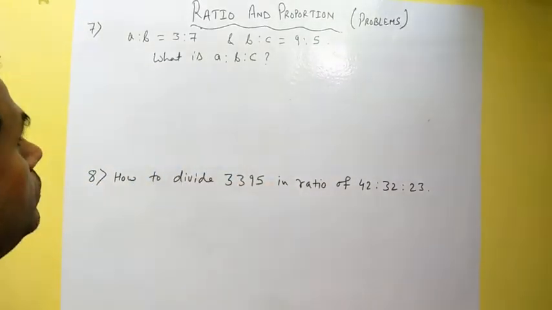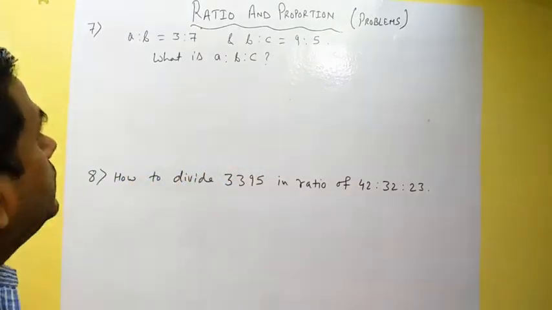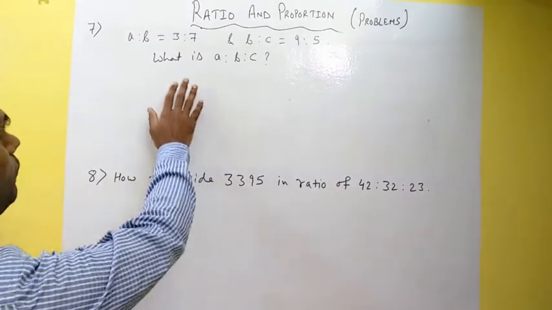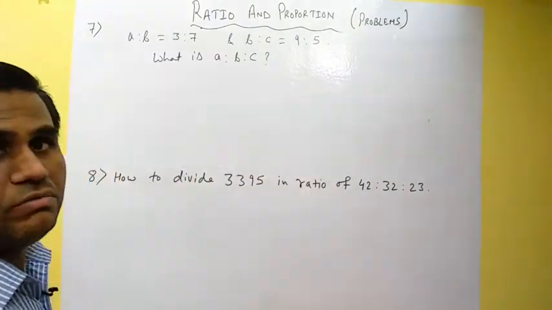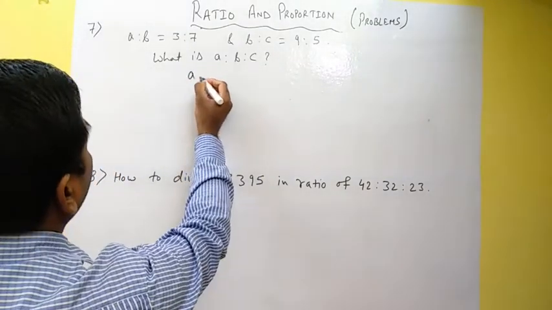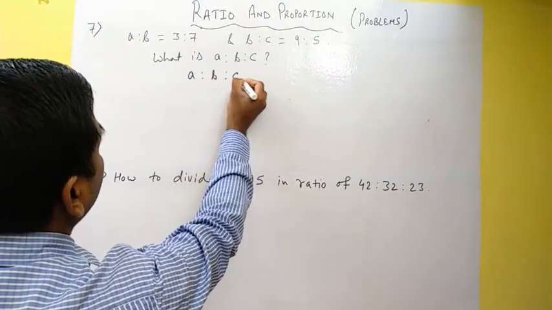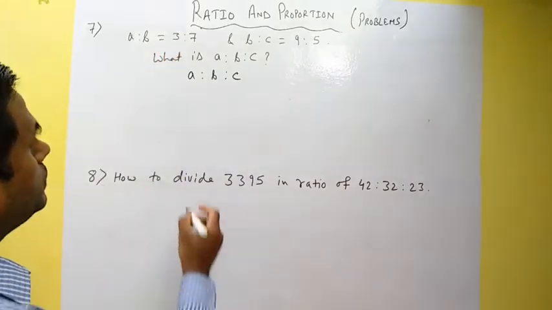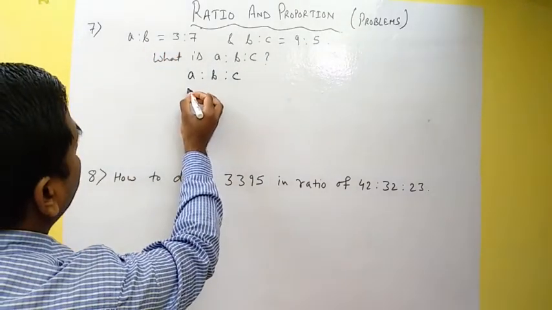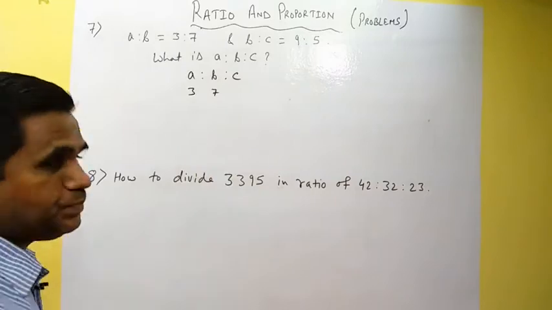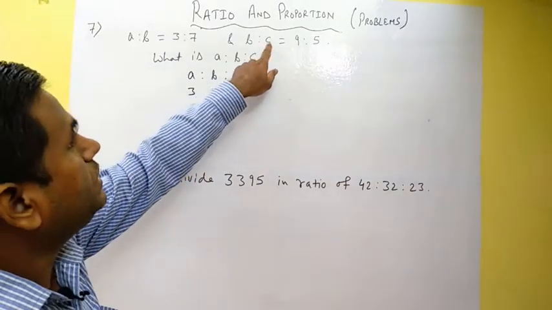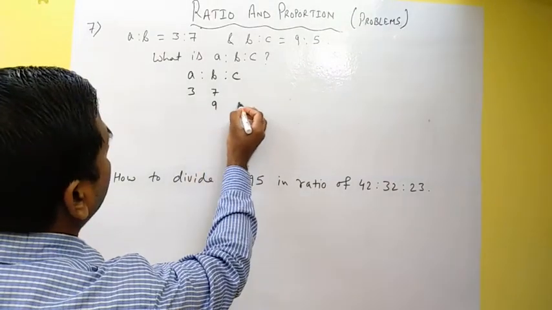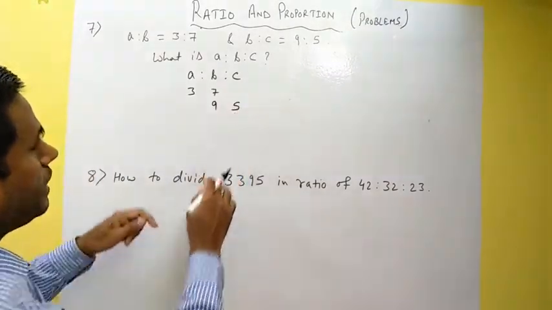It looks complicated, but it's very easy to calculate with a simple trick, friends. I'll tell you. We have to find A is to B is to C, so just write A is to B is to C. Now, what is given? A is to B is given as 3 is to 7, so we write 3 and 7 here. And B is to C is given as 9 and 5, so we will write 9 and 5, for B 9, for C 5.